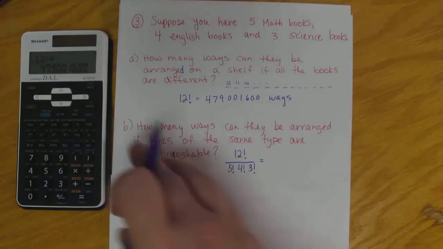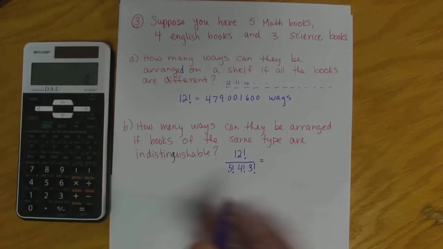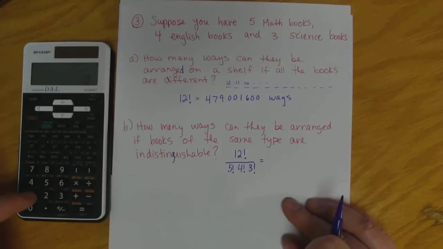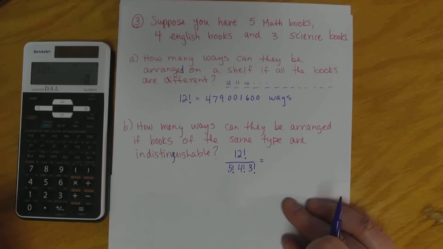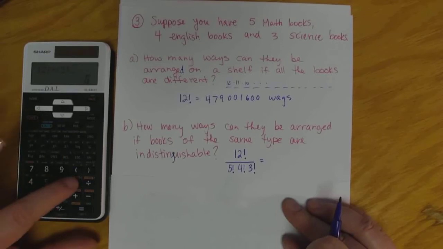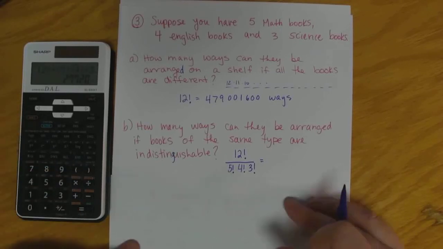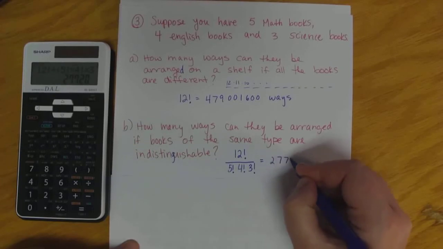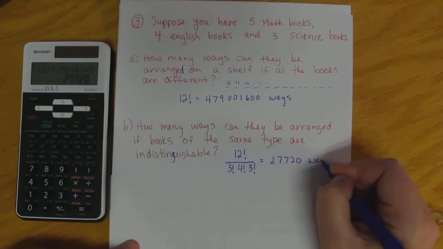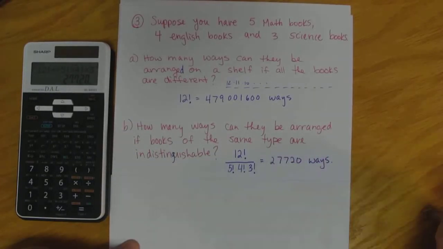I probably wouldn't write all of these out. I would type it all in. So 12 factorial, and then I would divide. And you could put a bracket and say 5 factorial times 4 factorial times 3 factorial. Okay, so 27,720 ways.